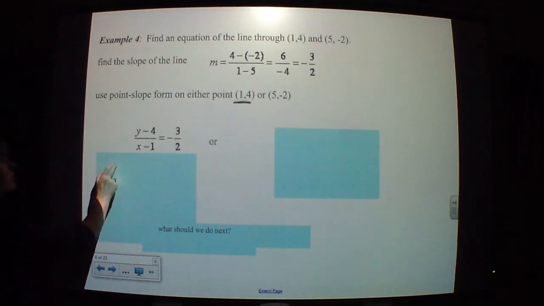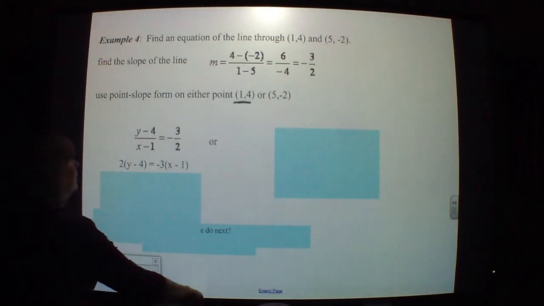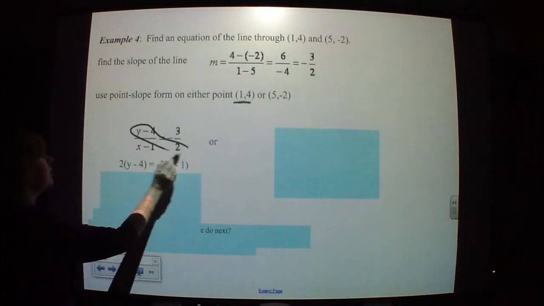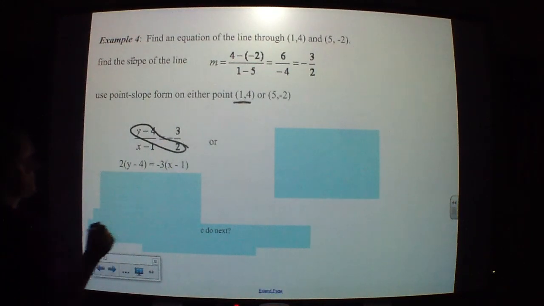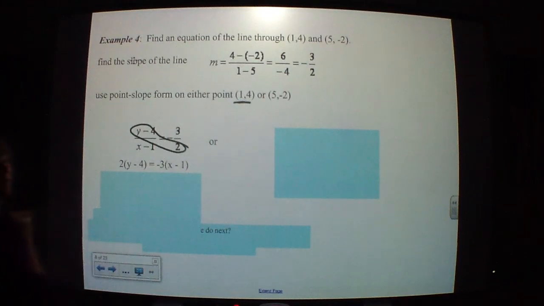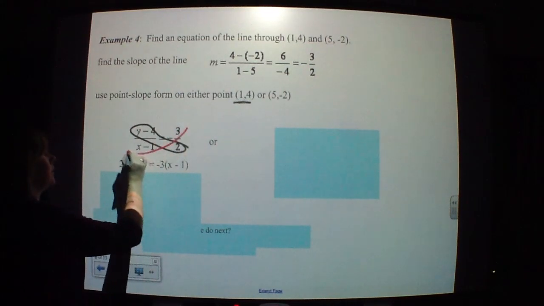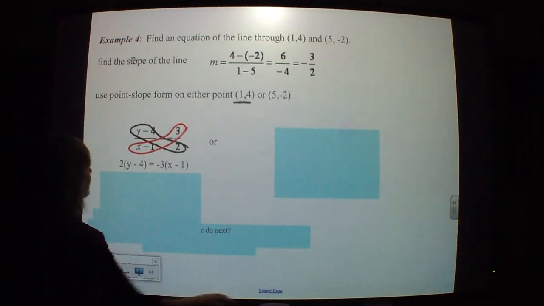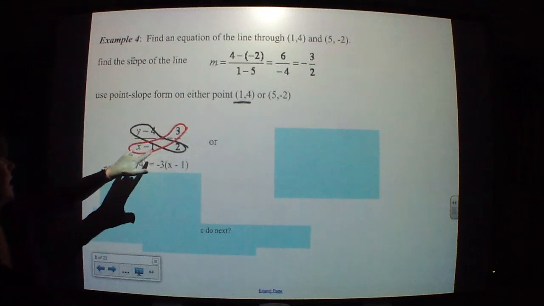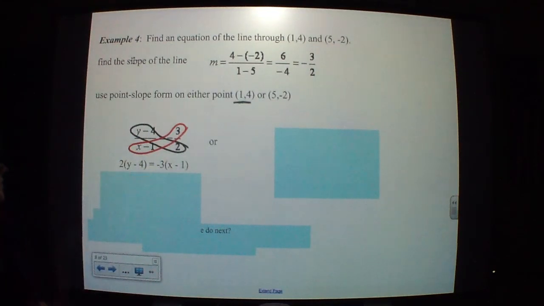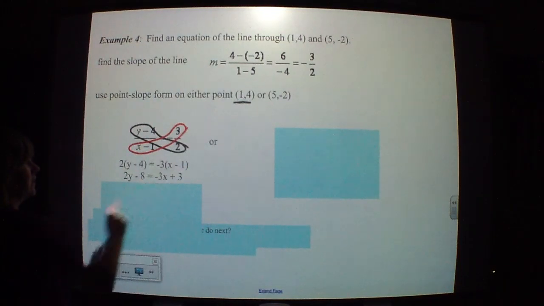And then what I'm going to do is cross multiply. So I take this right here, and you have a negative. This negative either has to go with the 3 or the 2, but not both of them, because if it were both of them, a negative over negative would be a positive. So I'm going to do it when I cross multiply with the 3. So I have 2 times y minus 4, negative 3 times x minus 1. That's what I have on each side. Distribute. So I have 2y minus 8 is equal to negative 3x plus 3. Negative 3 times negative 1 is positive 3.